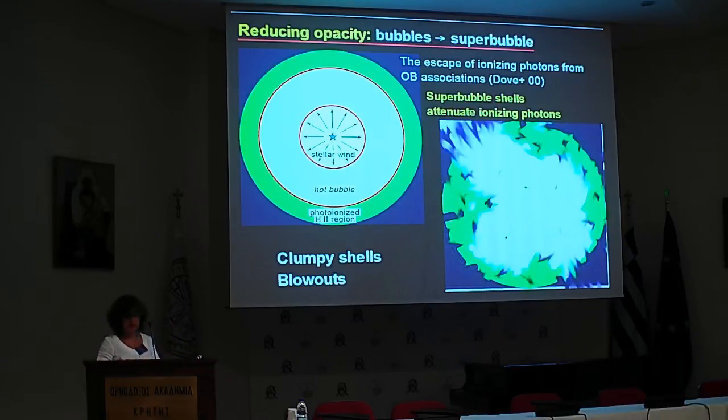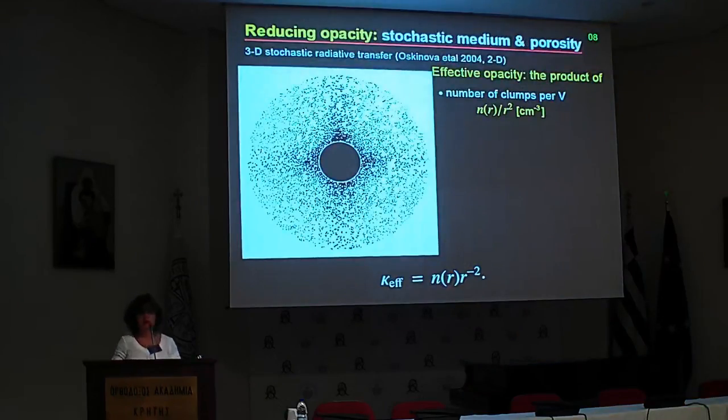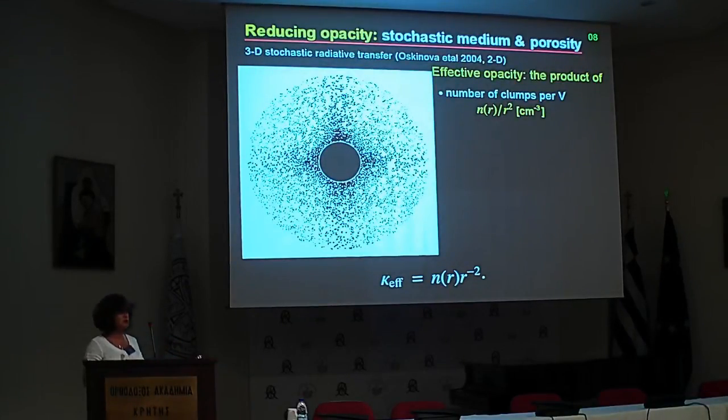That was the consideration in their paper. However, we can also consider a different situation. We can consider a situation when the shell becomes really porous and there are also large, on geometric scale, blowouts. And this is a situation quite similar to what we were busy with also in stellar wind studies over the last decade, with porosity and propagation of radiation through a porous medium.